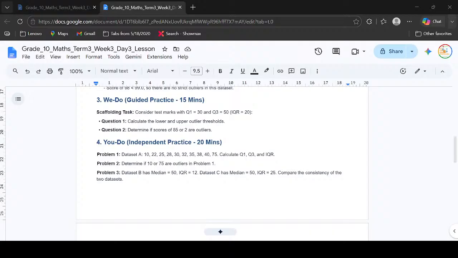Welcome to the Daily Dose of Mathematics. Ready to master grade 10 outliers and data comparisons? We are breaking down the formula they hide from you. It's not on the formula sheet, so let's make it stick.